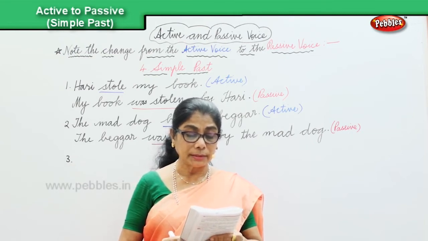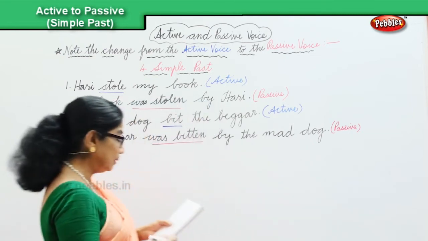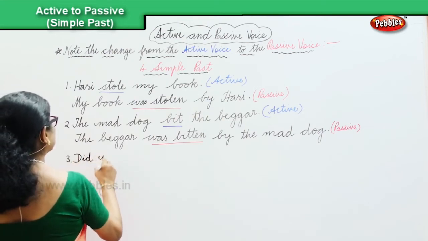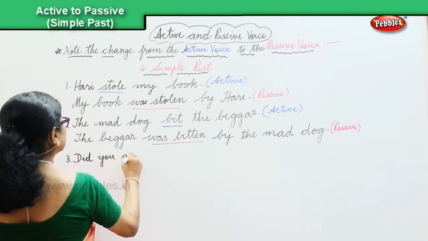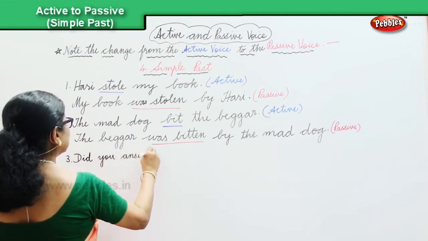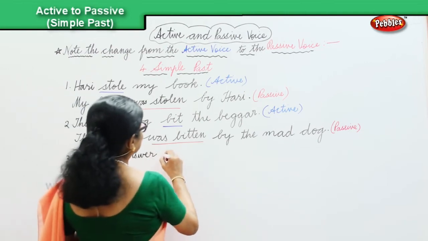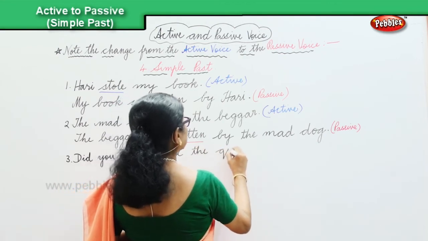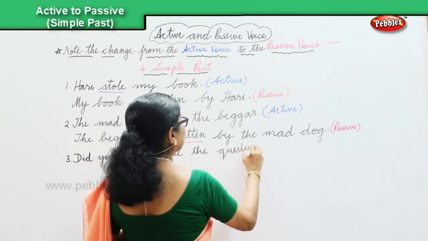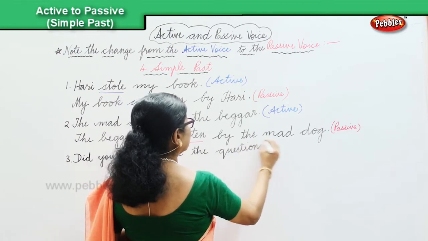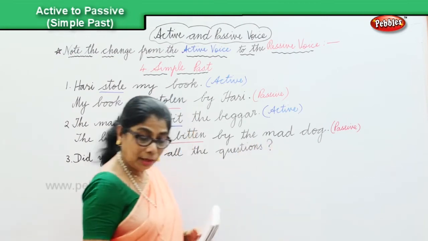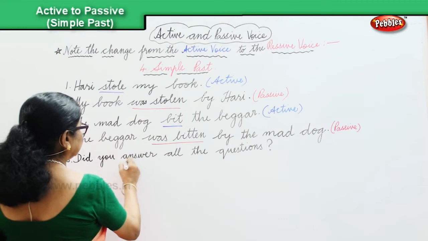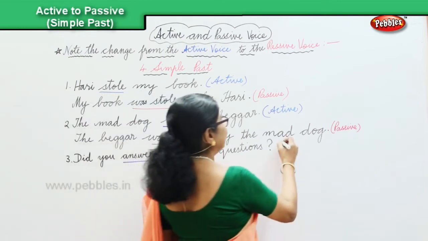Let's look at another sentence, number 3. Did you answer all the questions? Did you answer all the questions? And here look at the verb. Did you answer? And so the active voice.